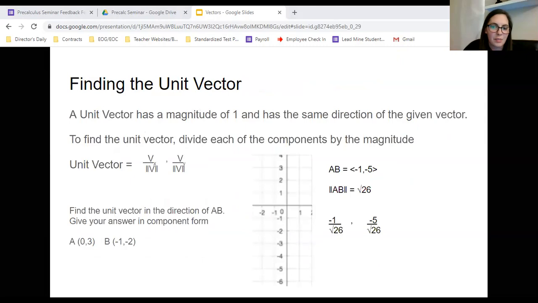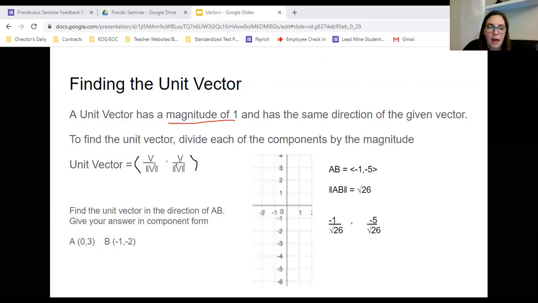Our next slide covers something pretty important. It's called the unit vector. So if we think about the unit circle, it's got that important unit in there, and unit means one. So a unit vector is just a vector with a magnitude of 1 and the same direction as a given vector. So really what we're going to do is just follow this formula here. And this needs brackets here.